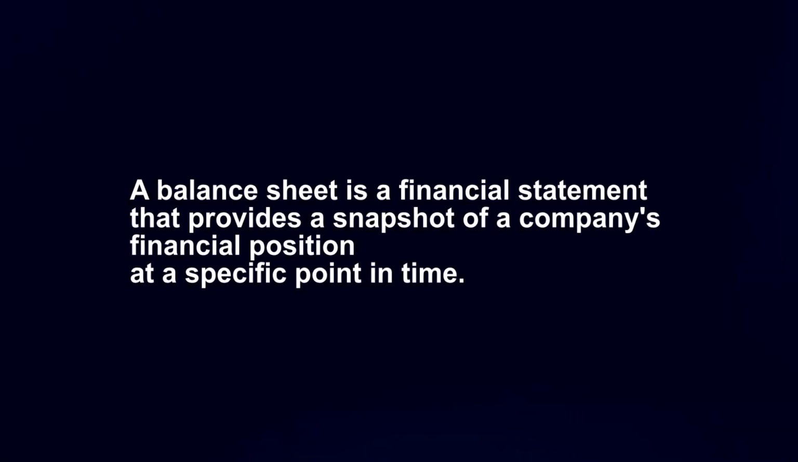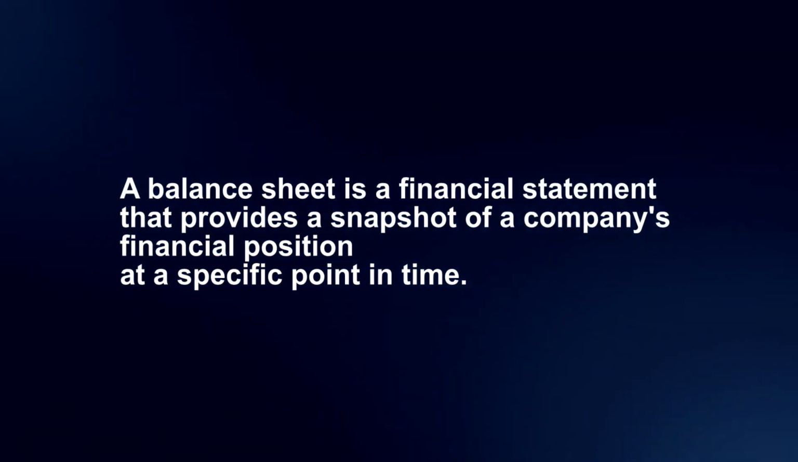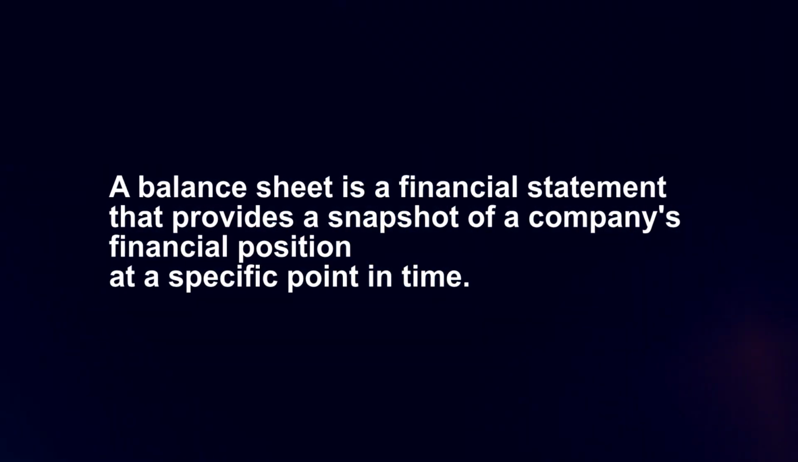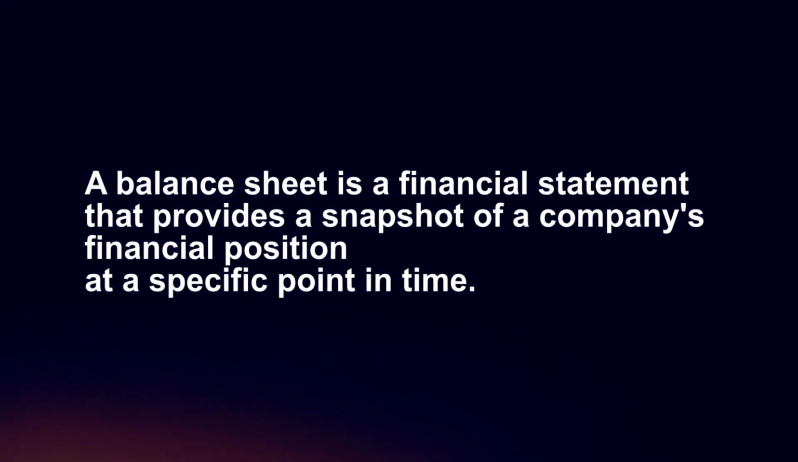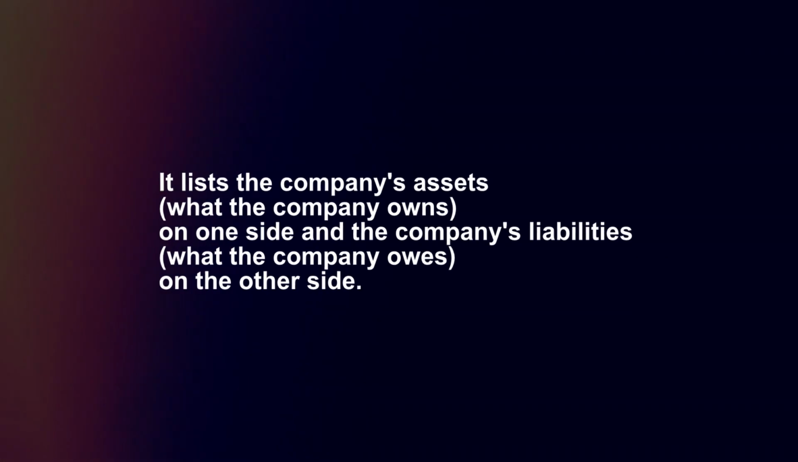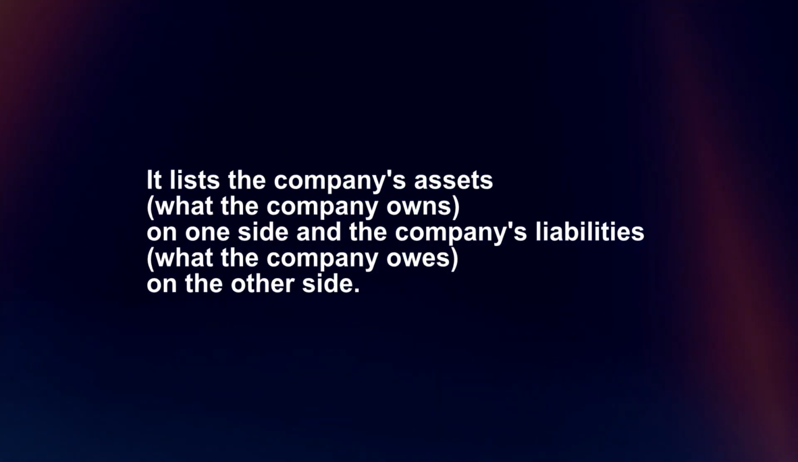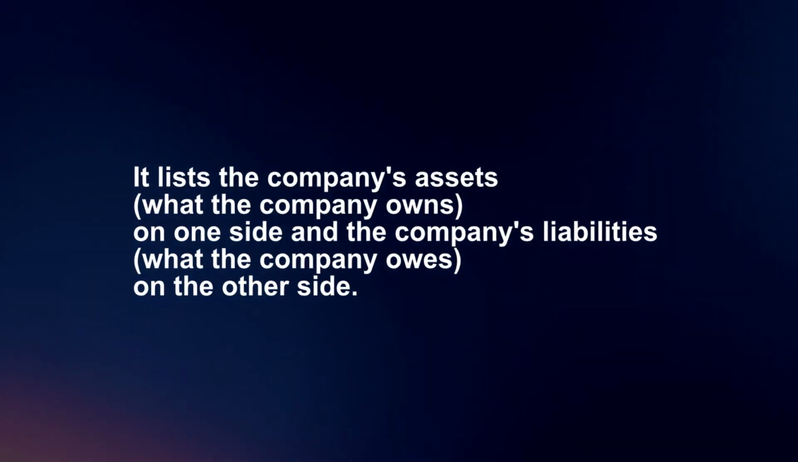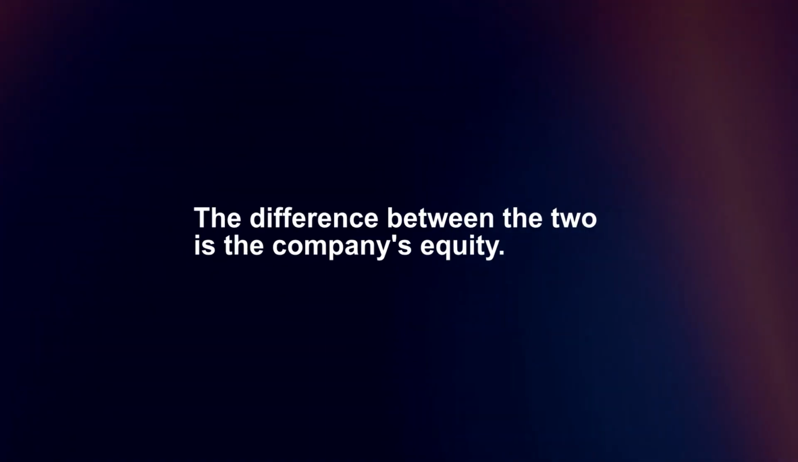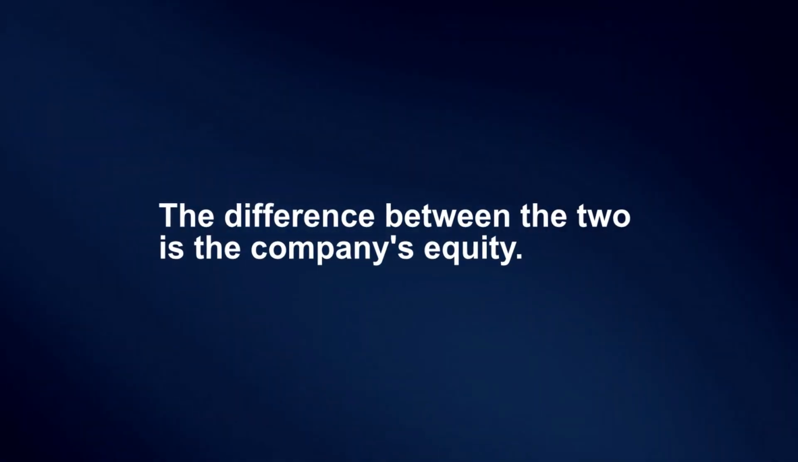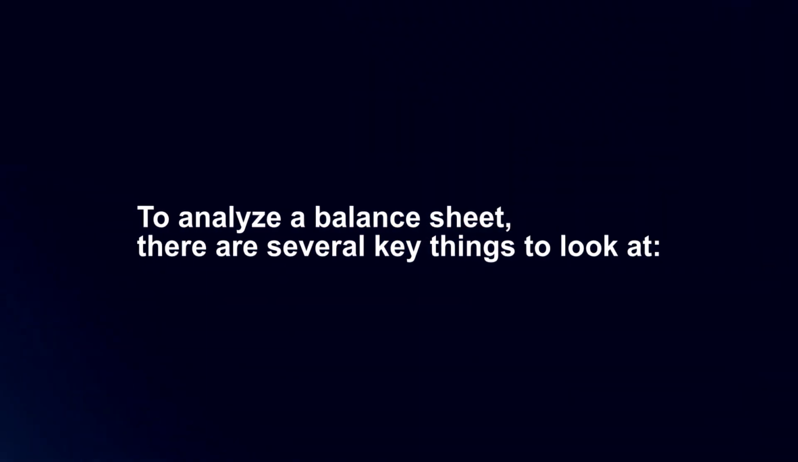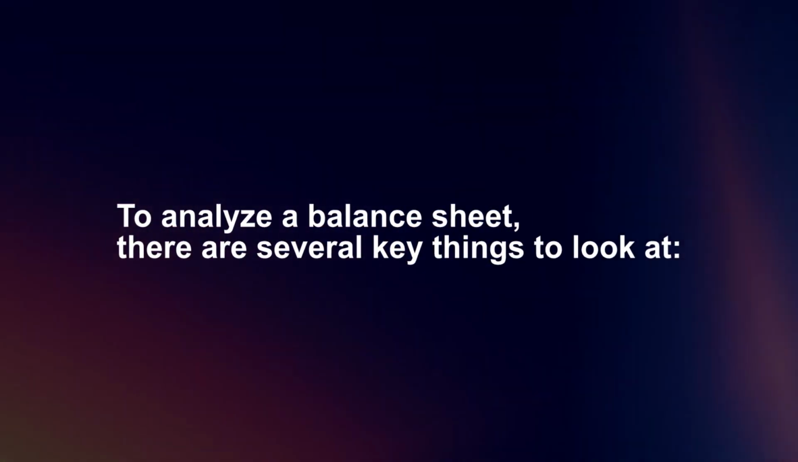A balance sheet is a financial statement that provides a snapshot of a company's financial position at a specific point in time. It lists the company's assets on one side and the company's liabilities on the other side. The difference between the two is the company's equity. To analyze a balance sheet, there are several key things to look at.